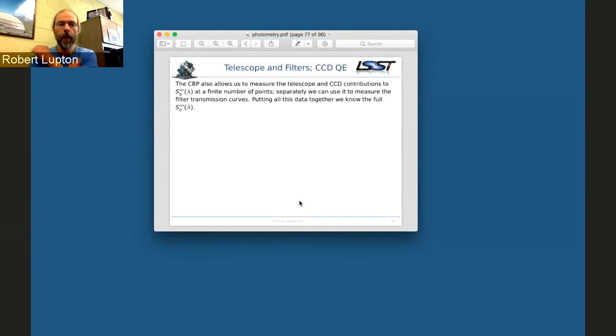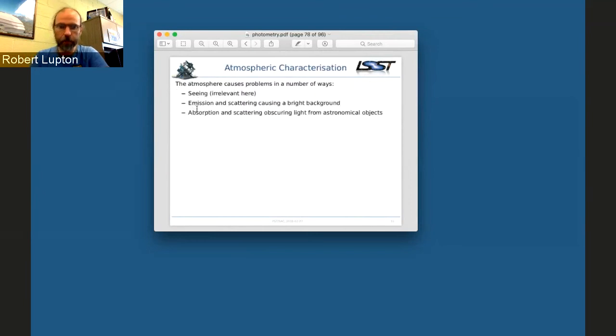Okay, so how about the telescopes and the filters? Well, it turns out that the CBP, which puts monochromatic spots onto the focal plane, lets us measure the system throughput at a finite number of points. We can also take the filter out of the beam. That lets us measure the filter. So basically, we know the full system throughput as a function of wavelength at every point in the focal plane. That's good. Congratulations. To be demonstrated how well it works.